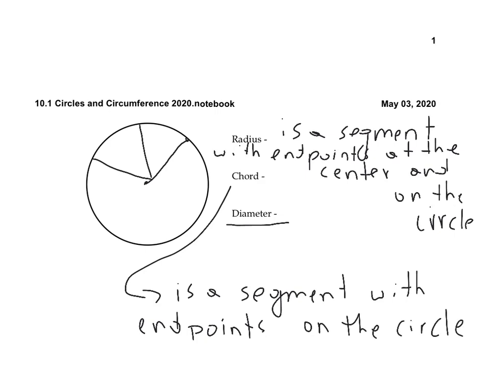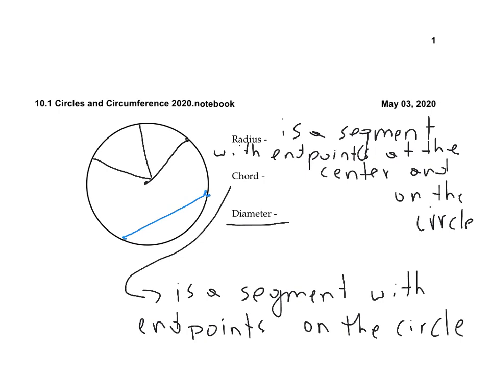Okay, so chords, let me just use maybe blue. That's a chord. The key idea is the endpoints are on the circle. What is the difference between chord and radius? Radius: endpoints are the center and a point on the circle. Whereas for a chord, the endpoints are on the circle.